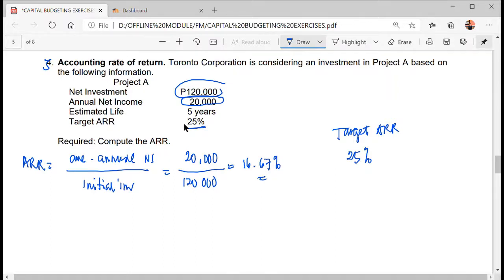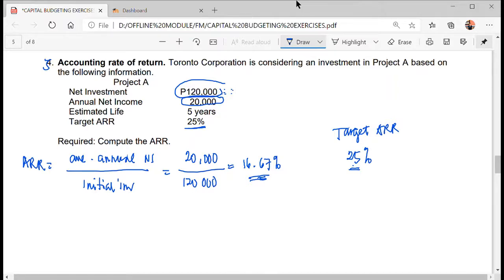So, kalibang project, okay ba ni siya nga i-accept considering nga ang atong expected nga ARR should be 25%? So, unsa man tong decision rule regarding ARR, it should be greater, di ba? From your target ARR equal or greater than your target ARR. Kay kaning 25%, mao man gusto nimo unta nga makuha from your investment. And this is what you will get from this specific investment kaning project A. So kung 16.67% siya, wala siya kaabot sa imuhang target.